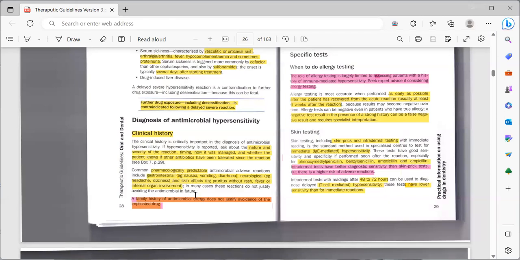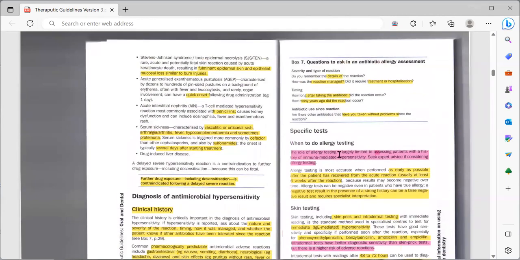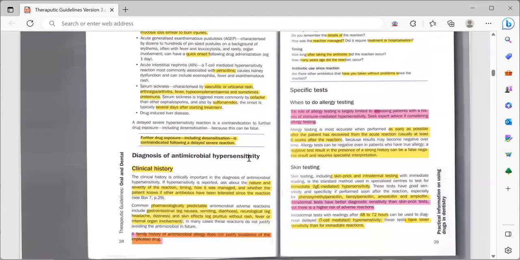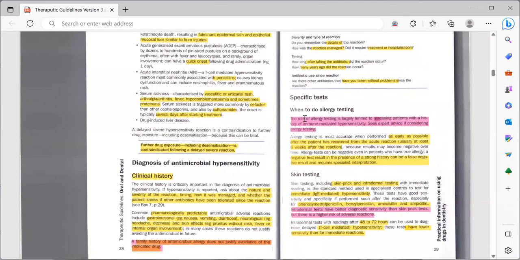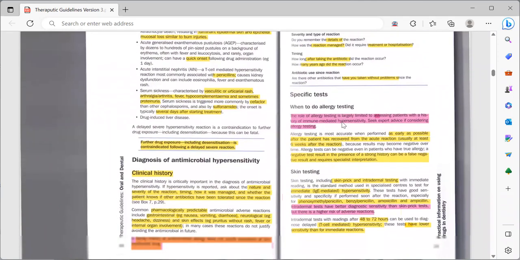It's not an issue. But a family history of antimicrobial allergy does not justify avoidance. If the patient says, oh no, my mom has allergy to this antibiotic, then also it does not preclude him. You can safely prescribe him the antibiotic. All right. So, if you suspect that this patient might actually be allergic to penicillin or the drug, you can offer him and ask him to get some tests done.